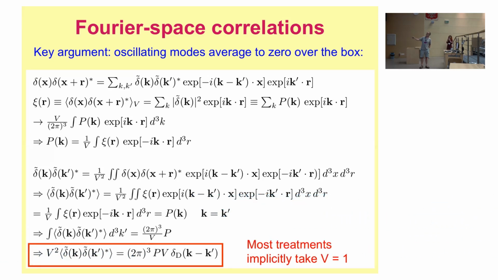Now comes the critical step in this argument. I want to take the ensemble average. I'm taking the ensemble average of something that's got two deltas inside.